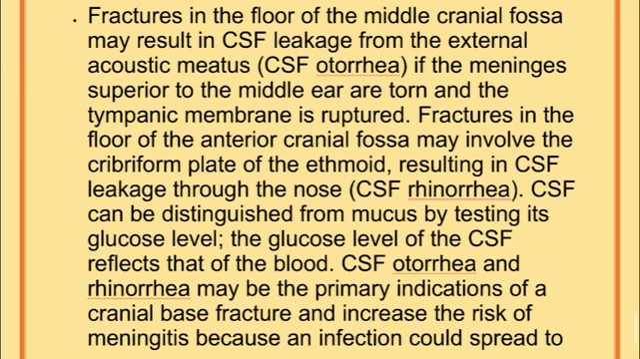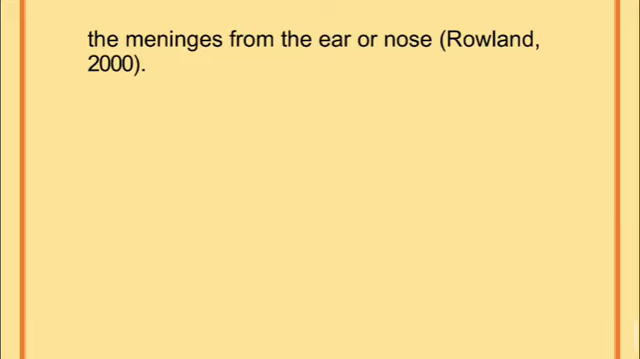Cerebrospinal fluid can be distinguished from mucus by testing its glucose level. The glucose level of cerebrospinal fluid reflects that of the blood. Cerebrospinal fluid otorrhea and rhinorrhea may be the primary indications of a cranial base fracture. So when you see cerebrospinal fluid otorrhea and rhinorrhea, you suspect that there is cranial base fracture, and they increase the risk of meningitis because an infection can spread to the meninges from the ear or nose.